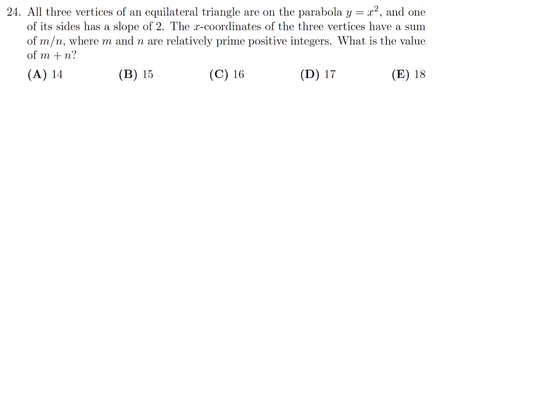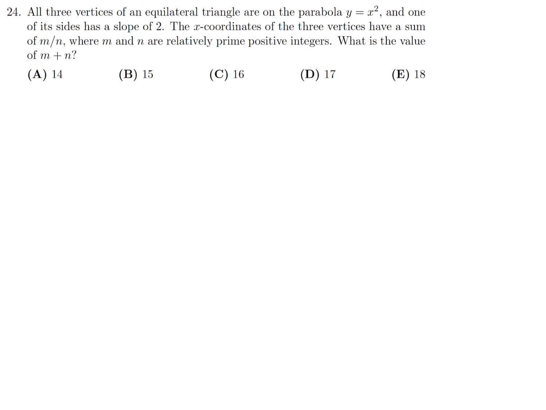All three vertices of an equilateral triangle are on the parabola y is equal to x squared, and one of its sides has a slope of 2. The x-coordinates of the three vertices have a sum of m over n, where m and n are relatively prime positive integers. What is the value of m plus n?